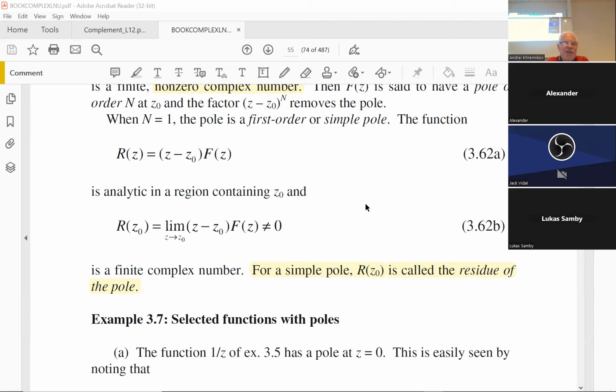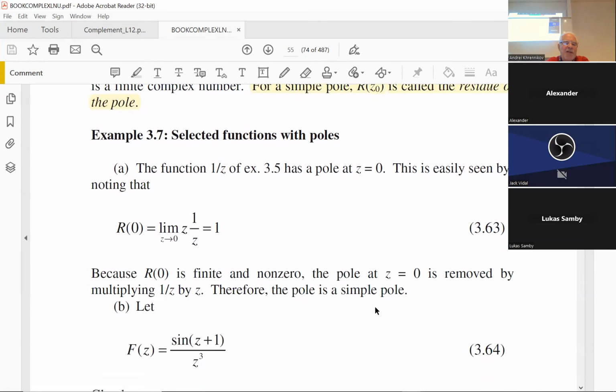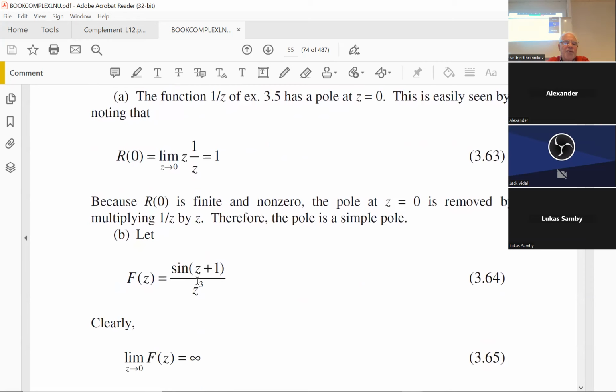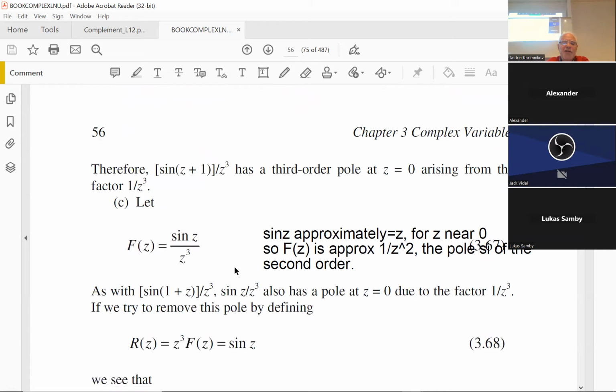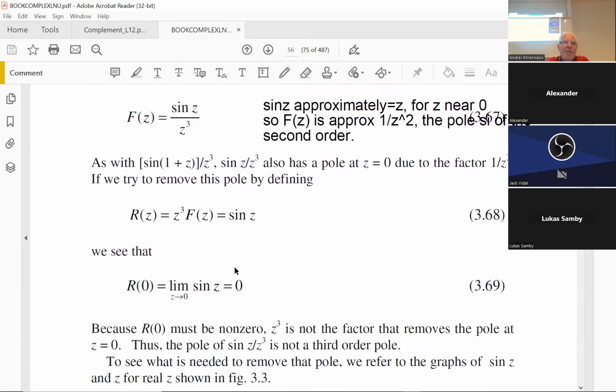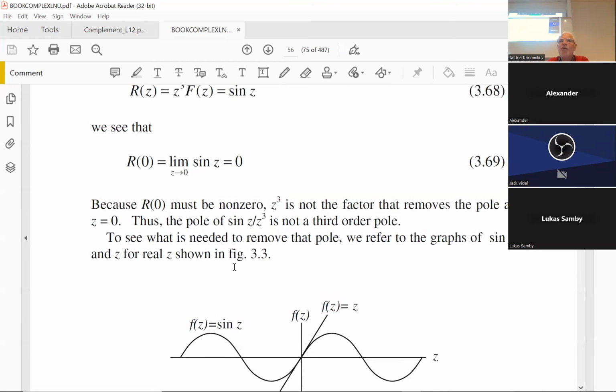Simple pole, residue at the pole, selected functions with the pole, 1 over z. So this function, in the denominator z cubed, and this is non-zero at the point 0. So this is a pole of degree 3. For example, how we work with sines and so on. If you are interested, in the book there is quite a long story on how to understand the pole when there is some elementary function and some denominator.